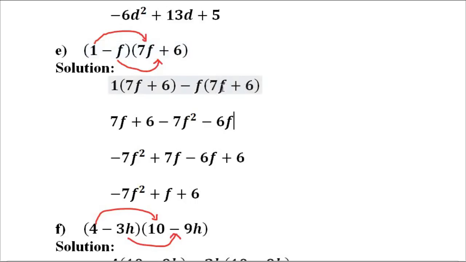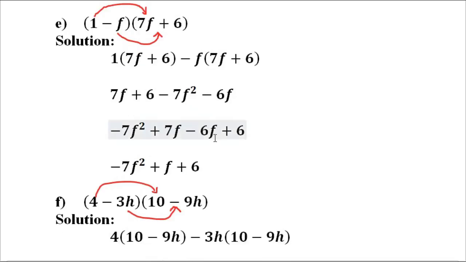Now let's distribute the positive 1 to the positive 7f and to the positive 6. And then we can distribute the negative f to the positive 7f and to the positive 6. We have 1 times positive 7f, positive 7f, 1 times positive 6, positive 6, negative f times positive 7f, negative 7f squared, negative f times positive 6, negative 6f.